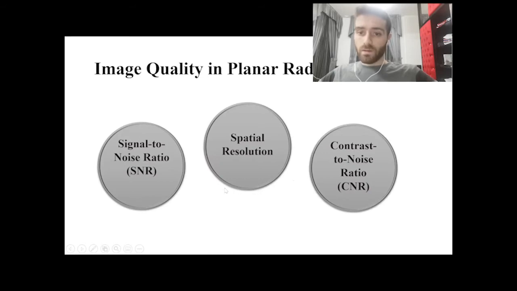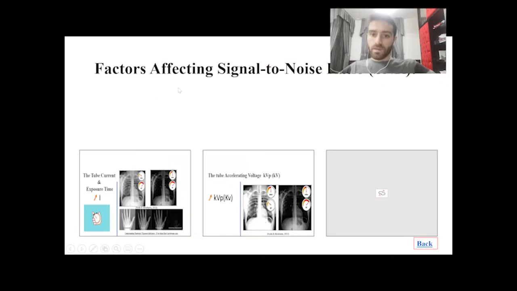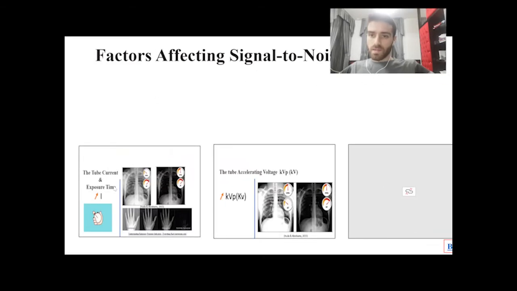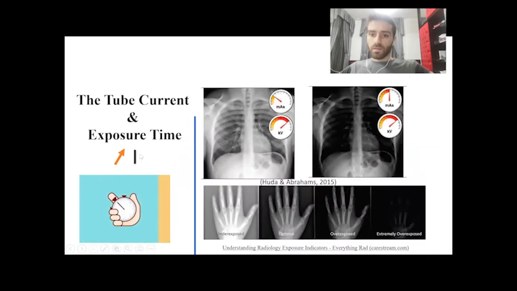The three most common quantitative parameters used to measure the quality of an image are the signal-to-noise ratio, spatial resolution, and contrast-to-noise ratio. Factors affecting signal-to-noise ratio, SNR. The tube current and exposure time. The SNR is proportional to the square root of the product of these two quantities. We usually see better signal as tube current or exposure time increases. However, at higher values, these images become darker.